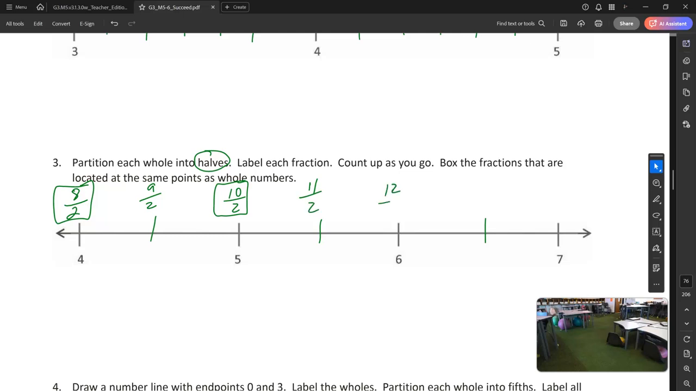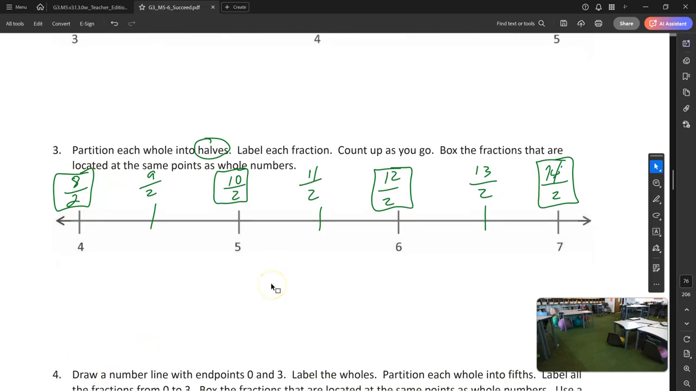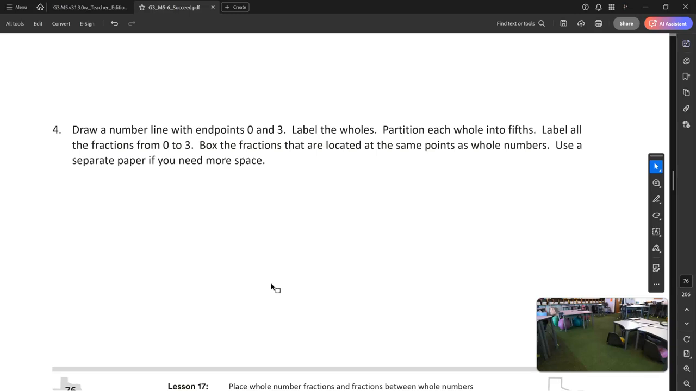11 halves. 12 halves. 13 halves. 14 halves. That's a 14, sorry. It's like an H. 14 halves. There's a whole. There's a whole. Okay. All right, let's go to the last one, number 4.